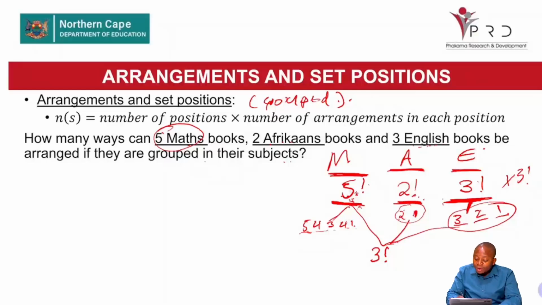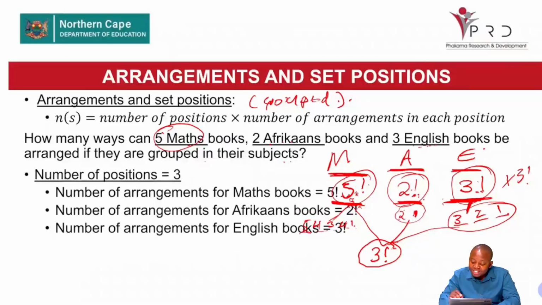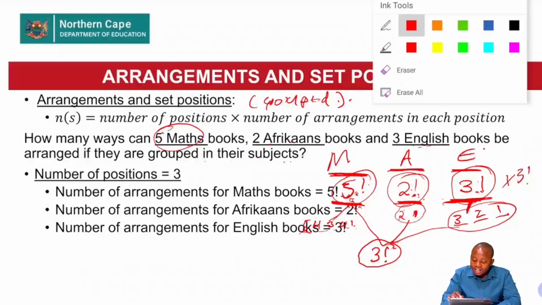So we talk about each group being arranged in its respective places. Then we can move the whole group: we start with the Afrikaans group, we come to the maths, we go to the English, or we can start with the English group, go to the Afrikaans, then the maths. It doesn't matter. So these groups are individually arranged within their own set positions, multiplied by the number of ways in which those positions can also be arranged. Now, let us look at the breakdown of this.